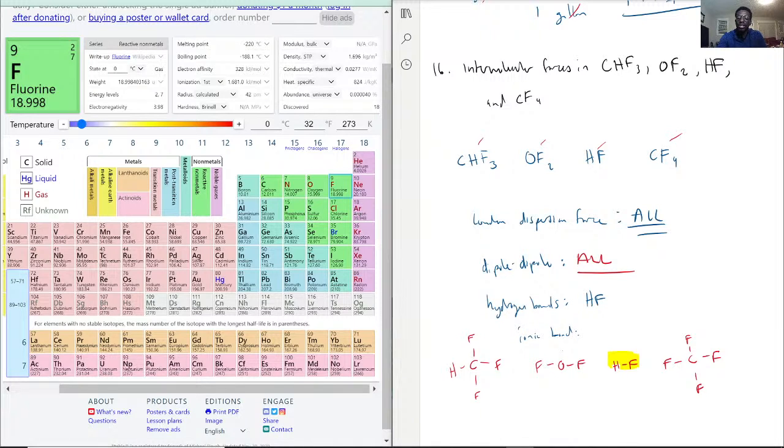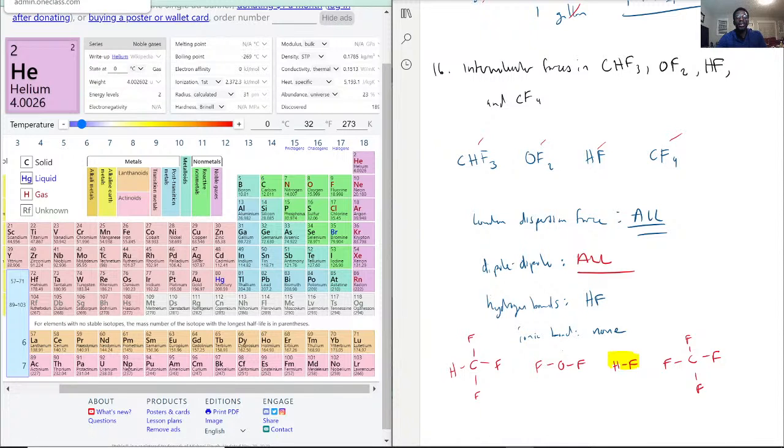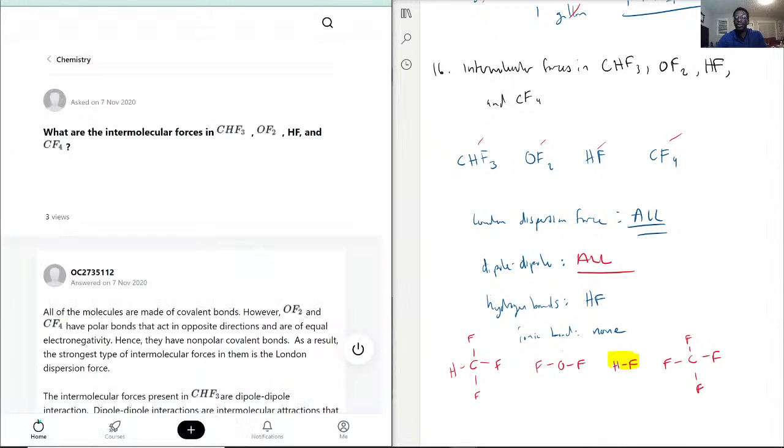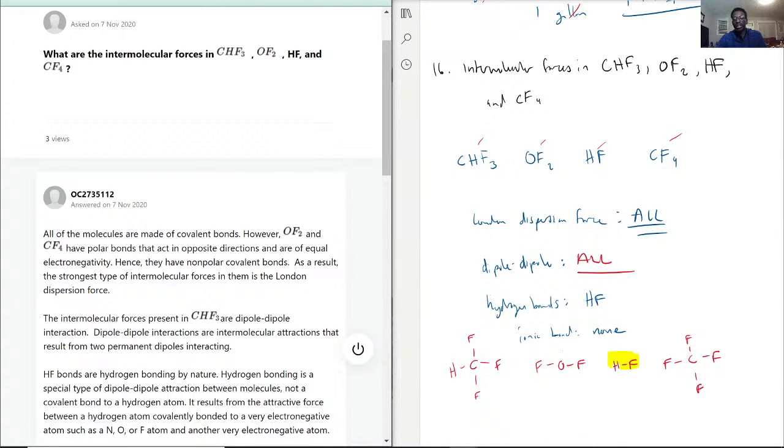Okay. All of these elements listed here are actually non-metals, so there's none. The key thing is that the strongest one would be hydrogen fluoride, HF, hydrofluoric acid. That is the name of this. It would be the strongest one in terms of the intermolecular forces.